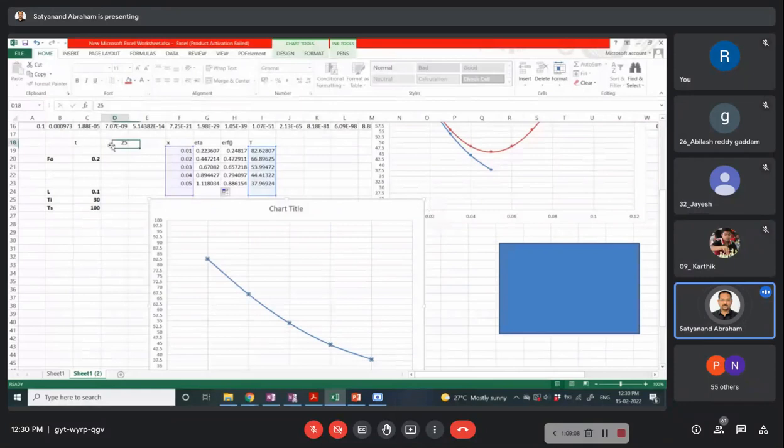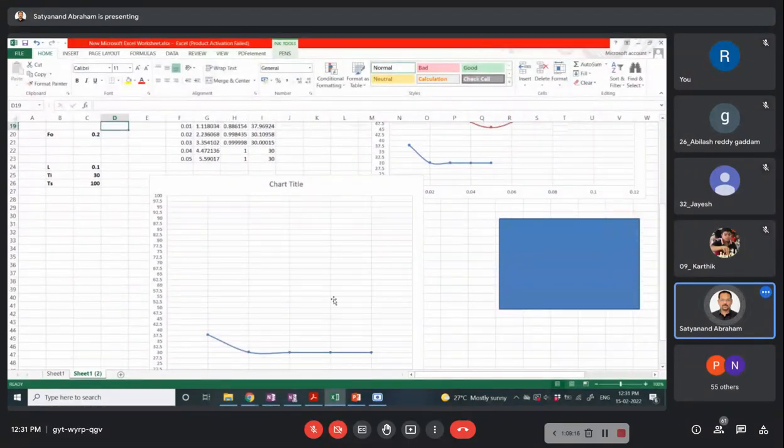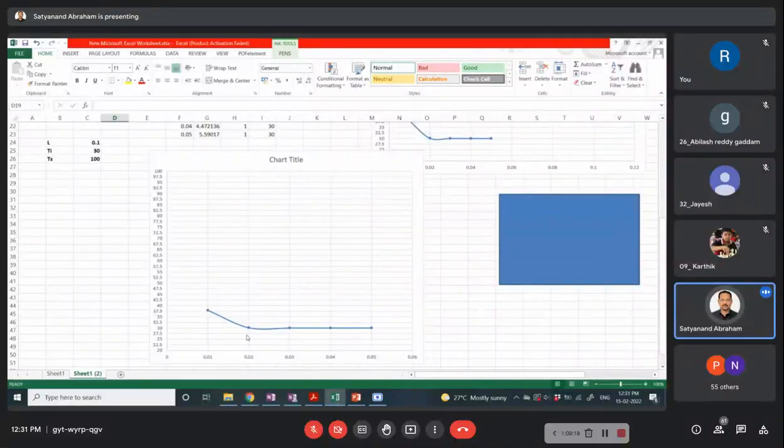So what do you think if I say time is equal to, say, 1 second? If I take time t equal to 1 second, then you can see that it is almost equal to the initial temperature, which is 30. So almost everywhere it is 30 degree. This is what we can call a semi-infinite solid. Assume that the solid is of thickness 0.05 meter, that means 5 centimeters.